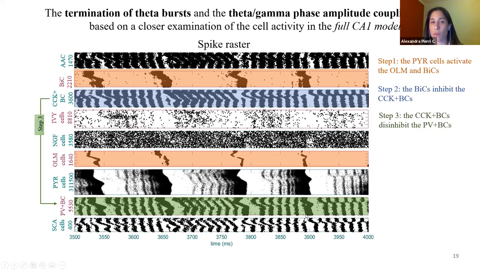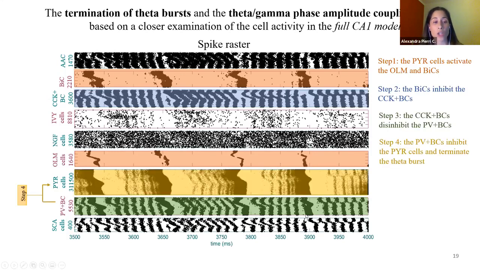The activation of the PV basket cells induces the termination of the theta burst. So even though the very frequency is controlled by the pyramidal cells, the termination of the pyramidal cell theta burst is controlled by sequential activation of inhibitory classes.